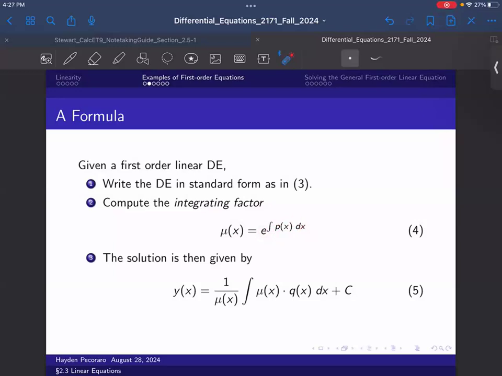That is your integrating factor. Oddly enough, integrating here does not refer to that integral. It refers to a different one. Okay. Once you have that thing, your solution is this formula.